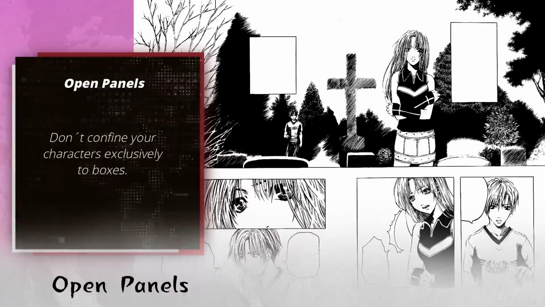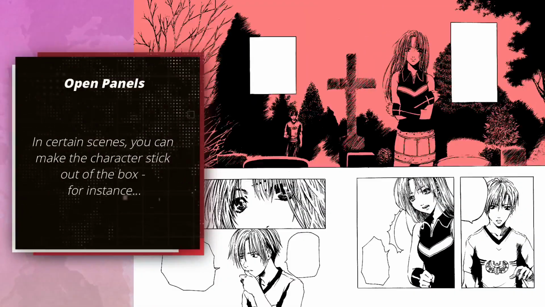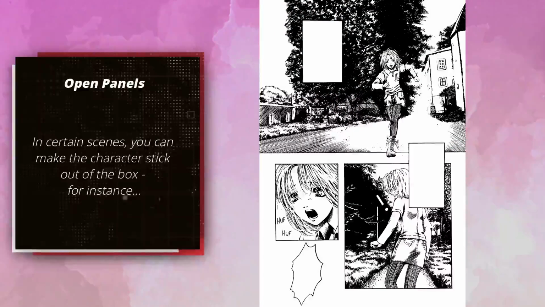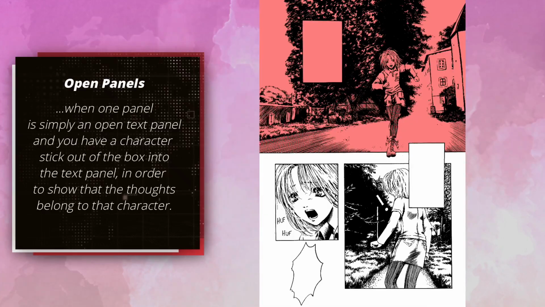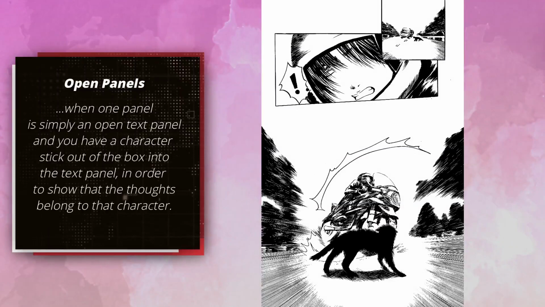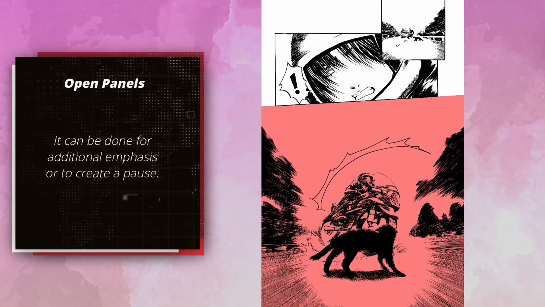Open panels. You don't have to confine your characters exclusively to boxes. In certain scenes, you can make the character stick out of the box. For instance, when one panel is simply an open text panel and you have a character stick out of the box into the text panel, you can show that the thoughts belong to that character. It can be done for additional emphasis or to create a pause.